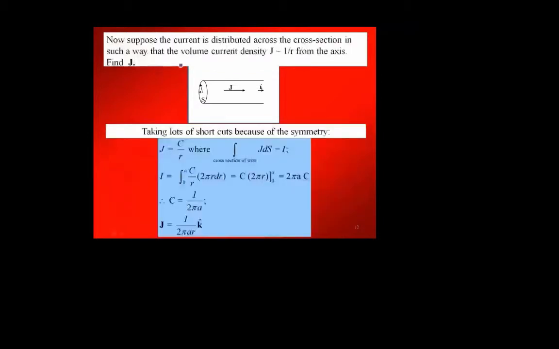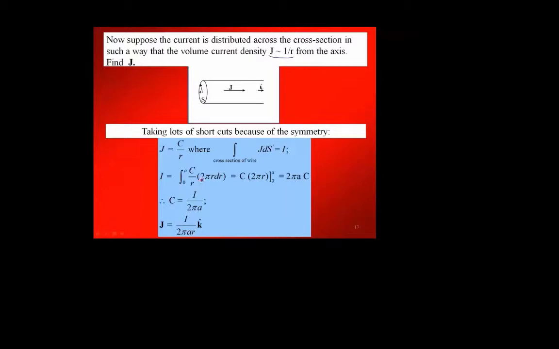Suppose the current is distributed with a different function. This is 1 over r. And so it's basically the same deal. We therefore are going to take a lot of shortcuts. Here's j. We'll let it be c over r. And if we take the integral over the cross section of the wire, the surface integral, because they're headed in the same direction, j and ds prime if you wish, that's equal to the current. So these are scalars right here. Put in our j scalar, which is c over r.